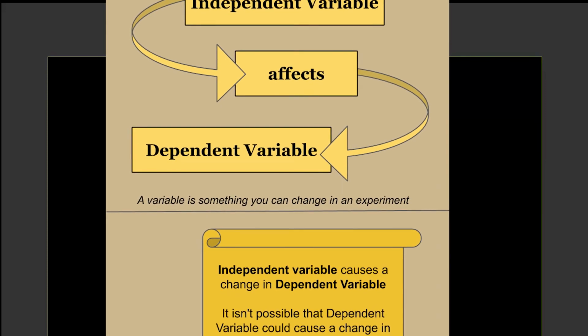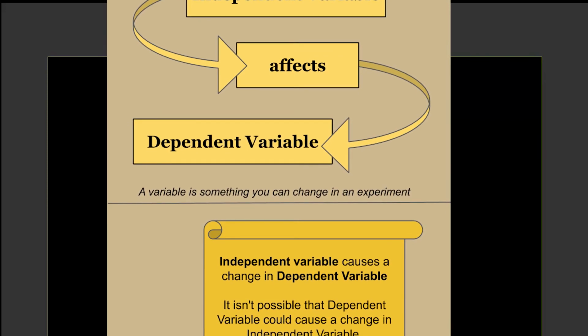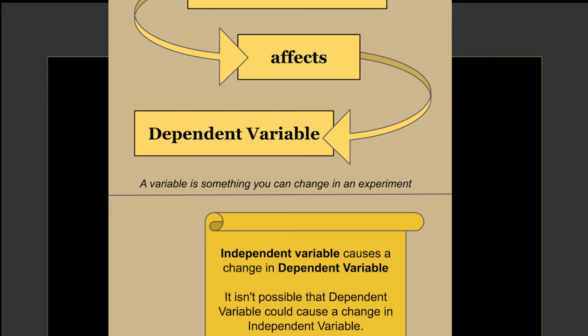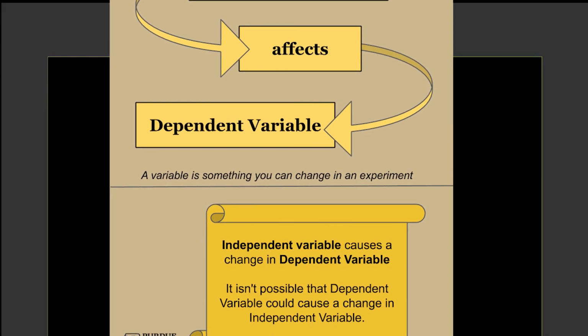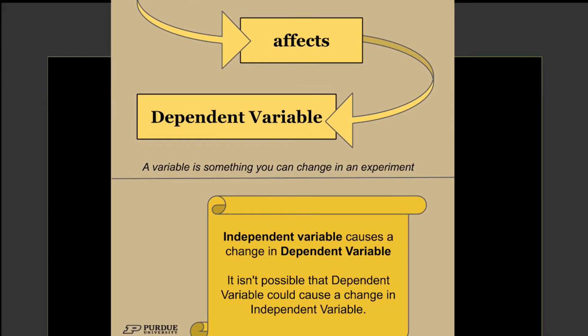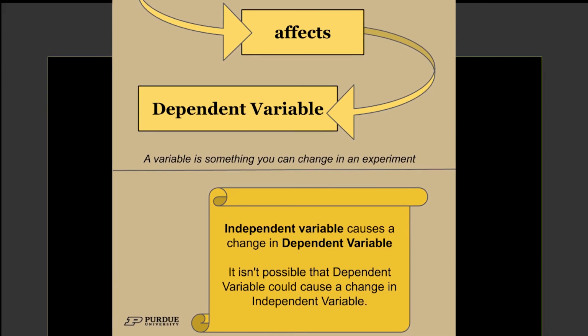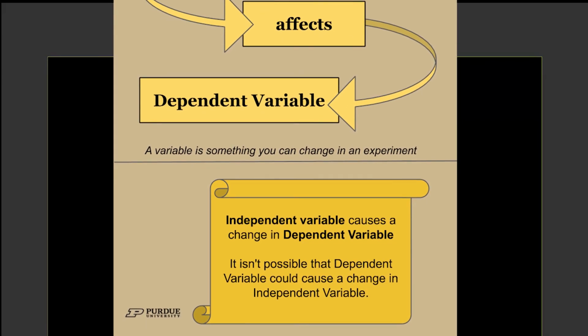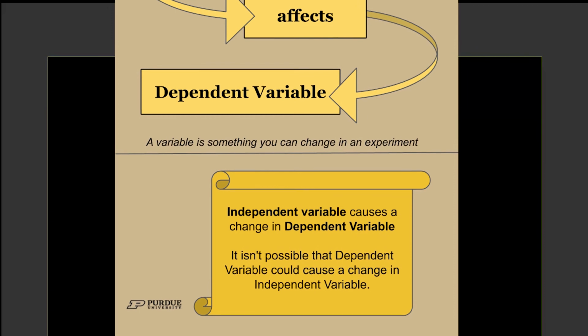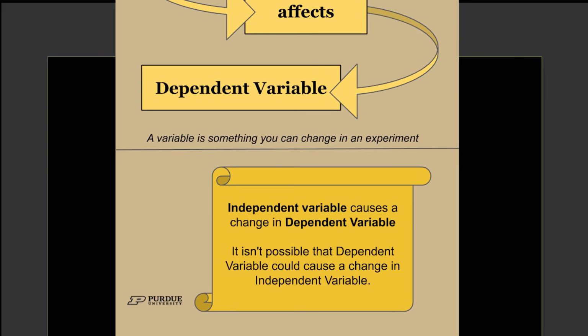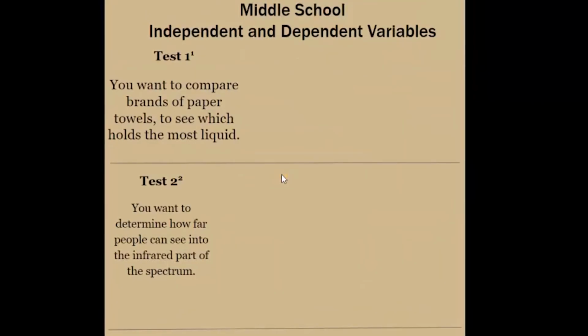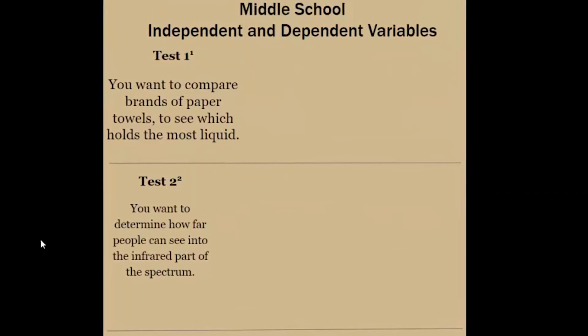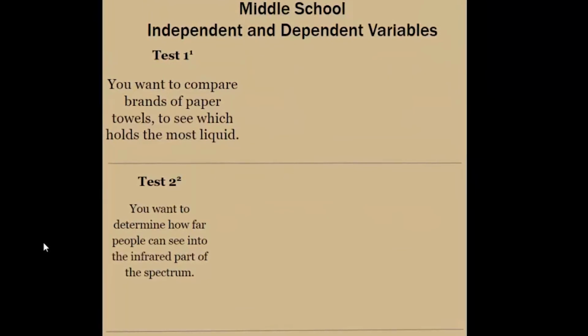Yes, I think we're going to do bigger level graphs, and we'll talk about that later, but collecting their data and what they do with the data is pretty important. So with that, let's look at the three tests that they're going to do at the middle school level. The first one is very simple. You want to compare brands of paper towel to see which holds the most liquid.